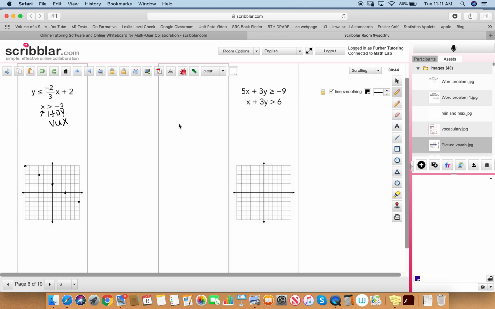And since it says "or equal to," that means that we are able to draw a solid line through those points. So we can do that. And then I'll go ahead and graph that one. So that one says less than or equal to, so that's going to be below the line. So I'll go ahead and shade in the region below that line.